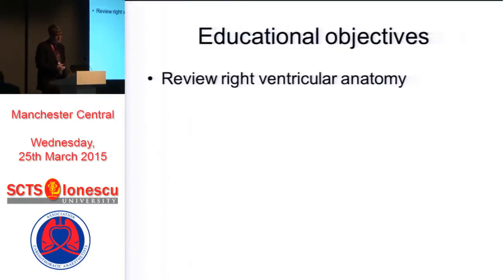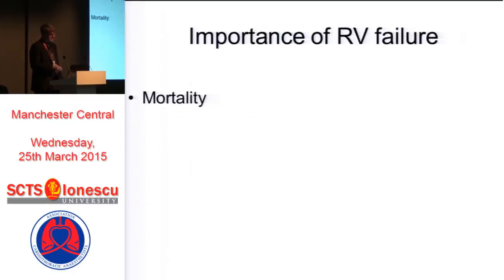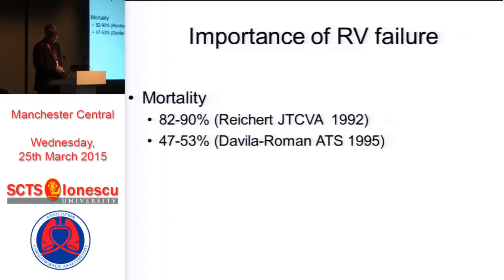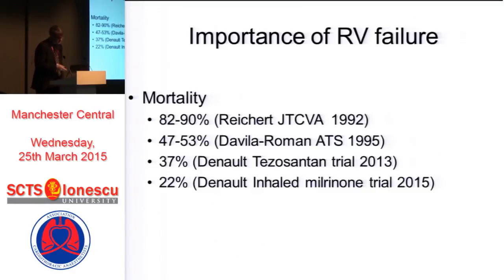So basically my objectives are to review ventricular anatomy and also to get the most out of your TEE views for right ventricular evaluation. You all know that there's a significant mortality associated with RV failure. The good news is that it's coming down. It was in the 80s with the report in 1992 by Reichert, then 53% in 1995. I was involved in an international trial in which we were trying to prevent RV failure. Unfortunately, it didn't work, but the mortality in these patients was 37%. And in the last trial, the Merynon trial, which we did in Canada, the mortality was 22%. So it's coming down, but it's still significant.